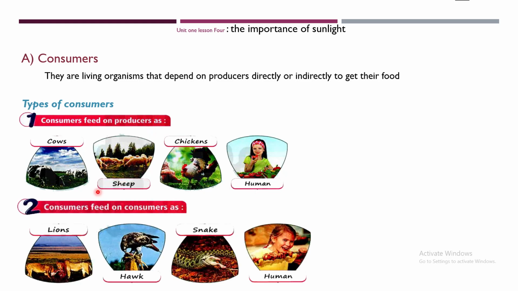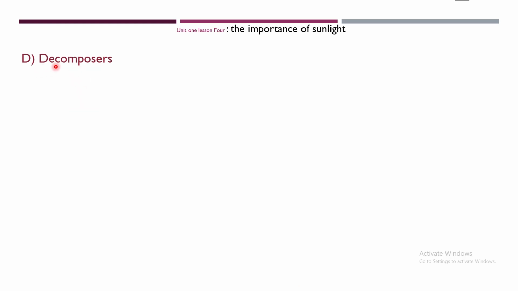The second type is the consumers that feed on consumers. Taking also the human who feeds on the chicken, for example, and the chicken feeds on the plants. So the chickens are consumers as they feed on producers, but as we feed on them, we are consumers that feed on consumers. Okay, the last type of the organism is the decomposers.